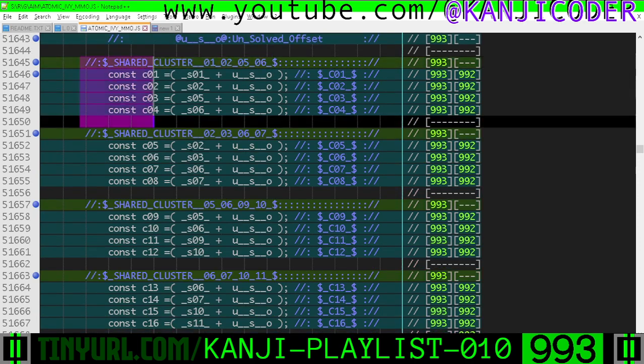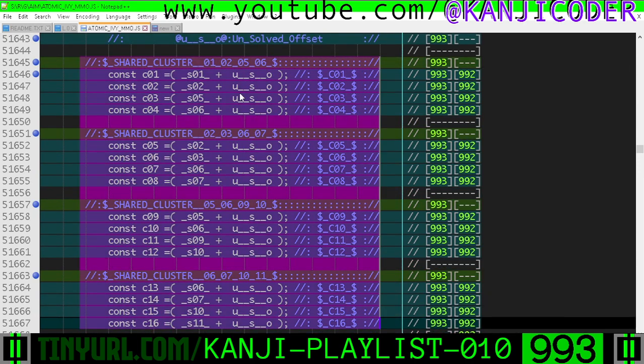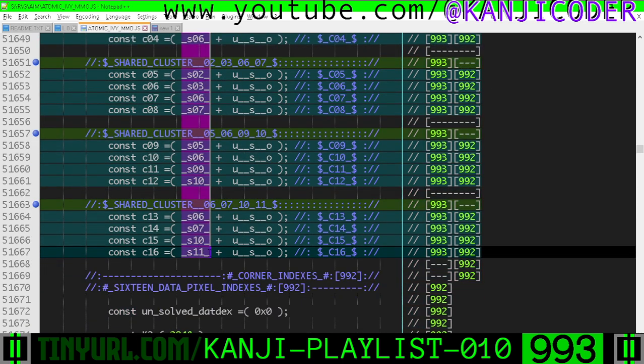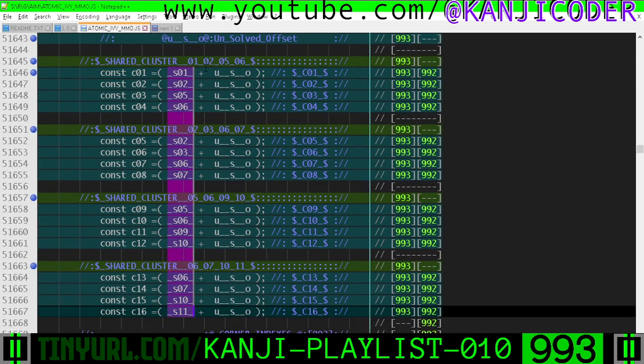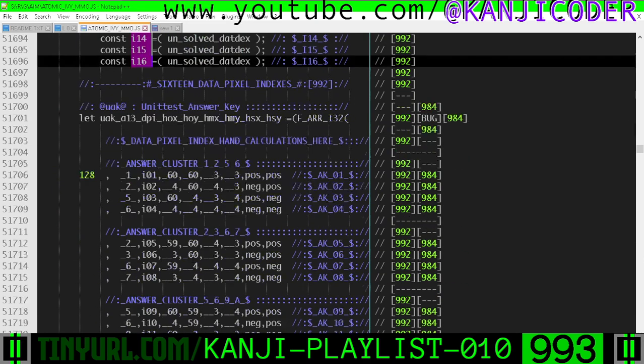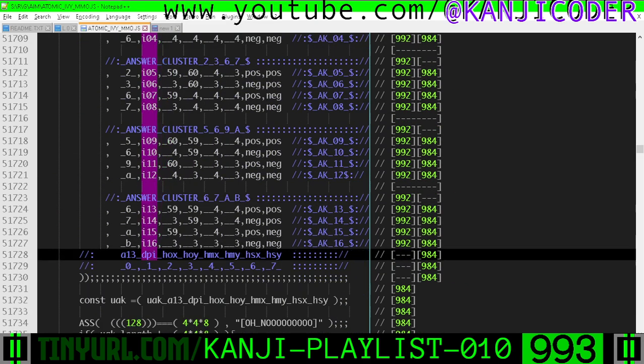We have diagrams explaining what this is. You'll have to look at that in a different video. Unsolved offsets. So now we have these different kinds of common origin points, but then we need to do a little bit of extra offsetting until we get these shared corners that we're going to use down here in these calculations to get these indexes that are going into our answer key right here.